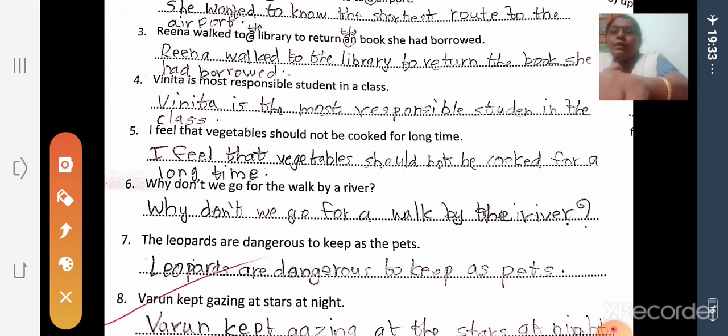Then Varun kept gazing at stars at night. So Varun kept gazing at the stars. The stars in munne the stars at night. Okay.